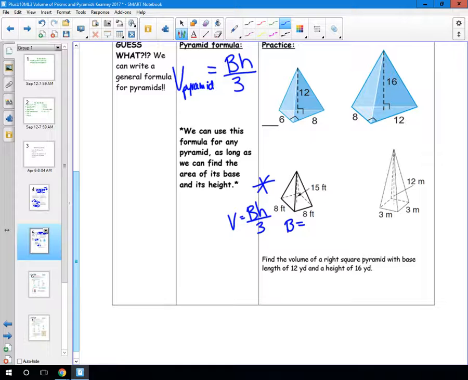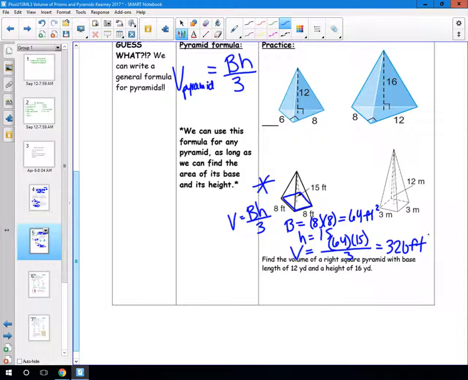So what base do you see? What's that first layer? See, it's a square. So we're going to do 8 by 8, which is 64 feet squared. How many layers? How high is my pyramid? 15. So now to find volume, I'm going to simply do the big B times the height, but then I'm going to divide by 3. So 64 times 15, divide by 3. And I get 320 feet cubed.